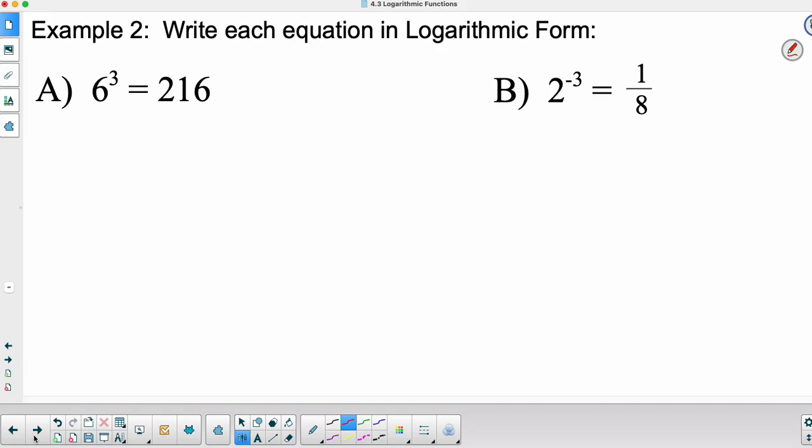What if you have this? This is not a log. This is an exponent. Can I change this exponent into a log? What's the base of this exponent? The base is 6. So when I use that definition, this is going to say log base 6 of what, though? 216 equals 3.